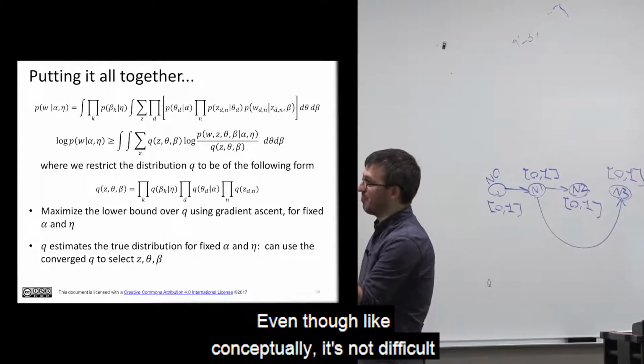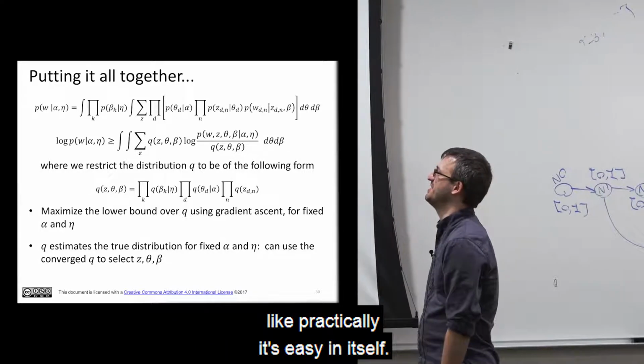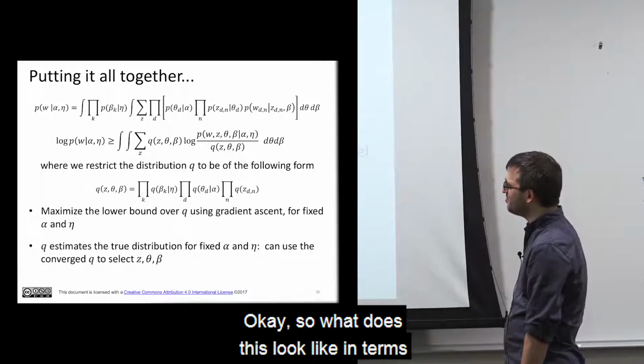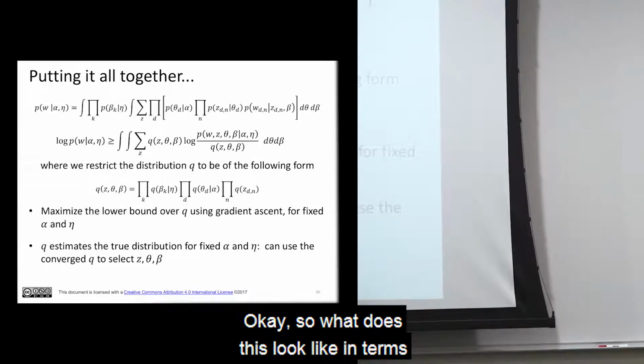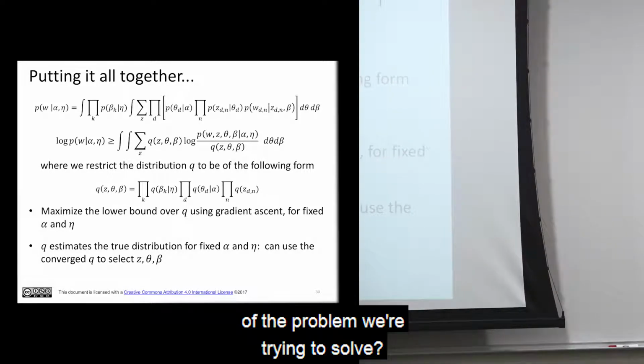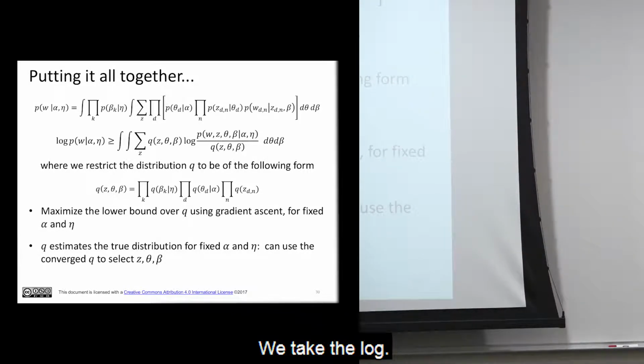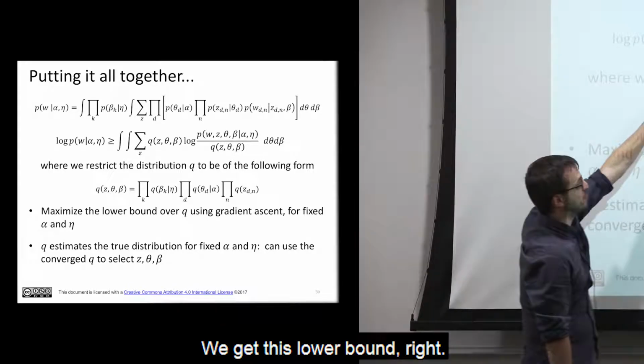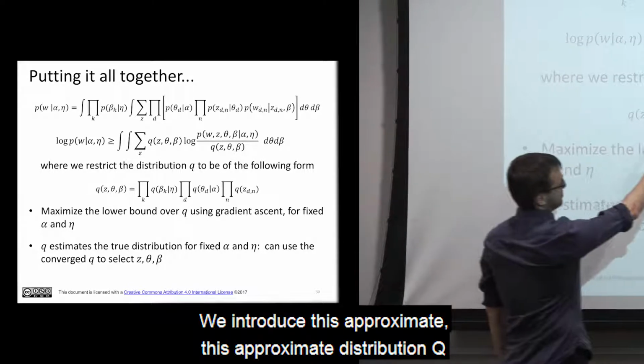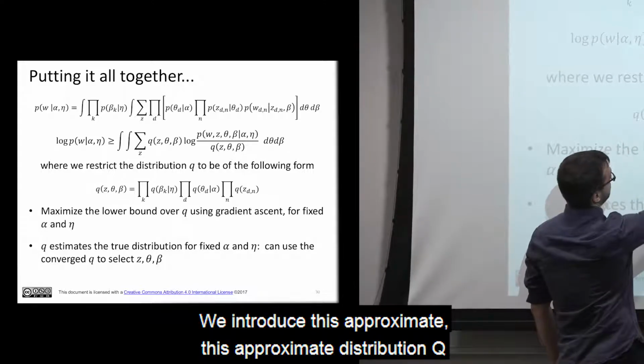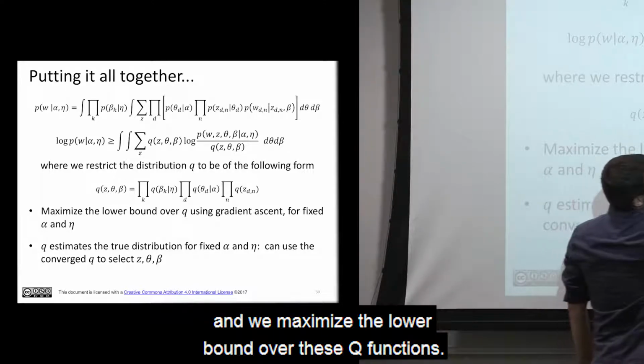Even though conceptually it's not difficult, practically it's easy to mess up. Okay, so what does this look like in terms of the problem we're trying to solve? We've got our likelihood. We take the log. We get this lower bound, right? We introduce this approximate distribution Q, and we maximize the lower bound over these Q functions.